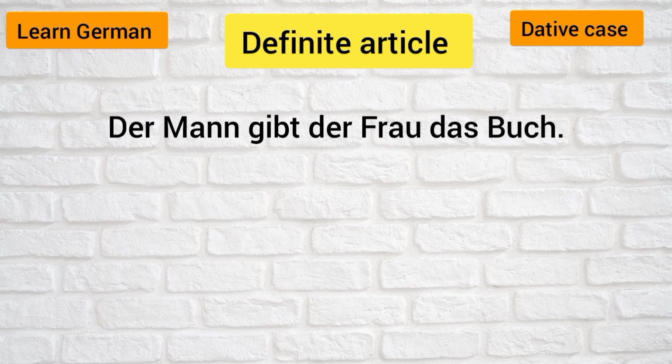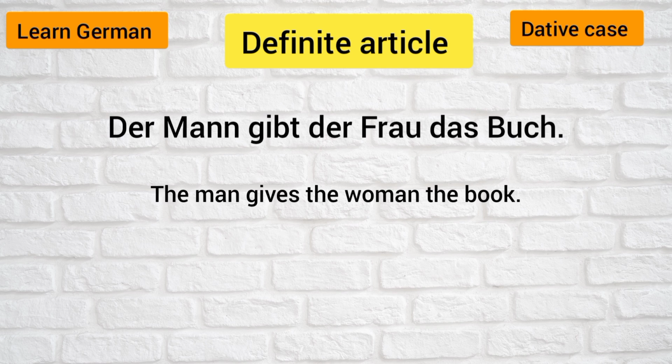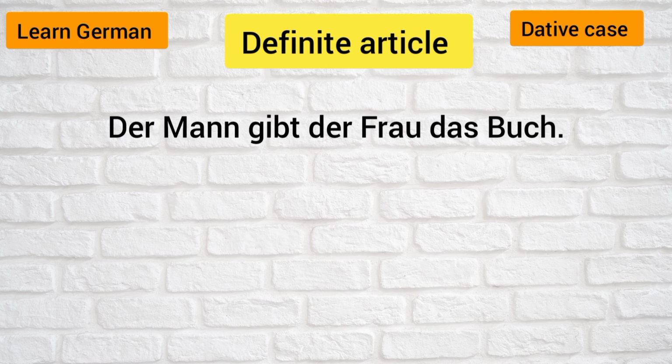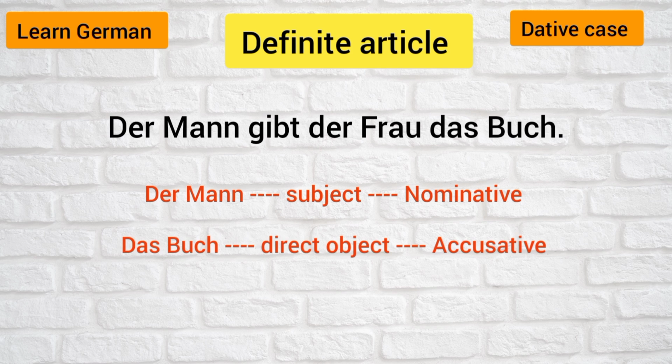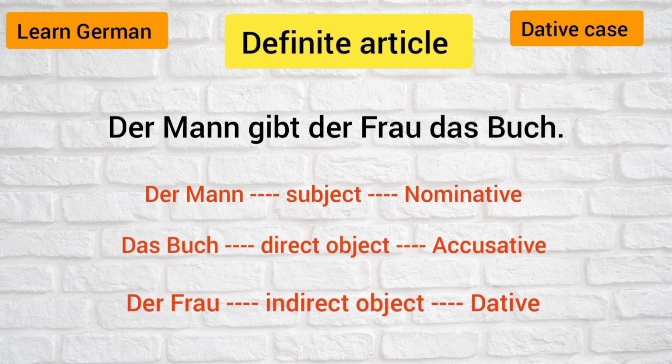Let's try this way. Der Mann gibt der Frau das Buch. The man gives the woman the book. In this sentence, der Mann is a subject, so it is in nominative case. Das Buch is a direct object, so it is in accusative case. Der Frau is an indirect object, so it is in dative case.